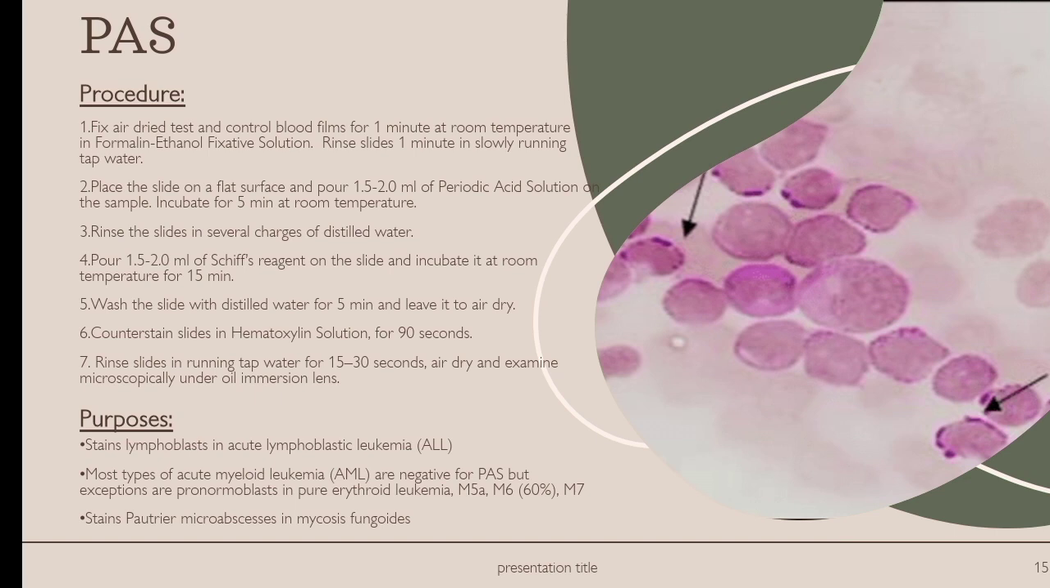It is used to stain the lymphoblasts in acute lymphoblastic leukemia. Most types of acute myeloid leukemia are negative for PAS, but exceptions are the pronormoblast in pure erythroid leukemia, M5A, M6, and M7. It is also used to stain the Pautrier microabscesses in mycosis fungoides.